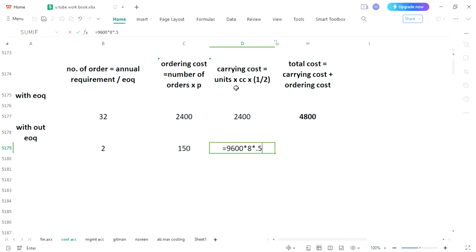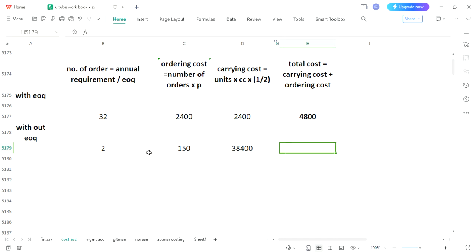So in this way your carrying cost would be completed. Now the next step is to see the total cost. How will you calculate your total cost? When you add carrying and ordering cost.